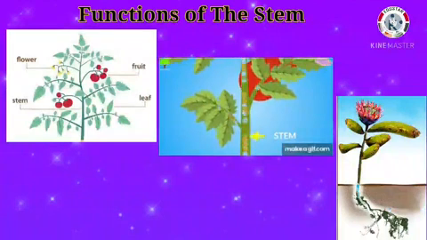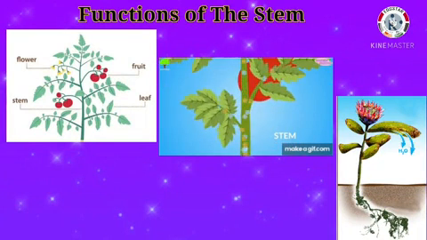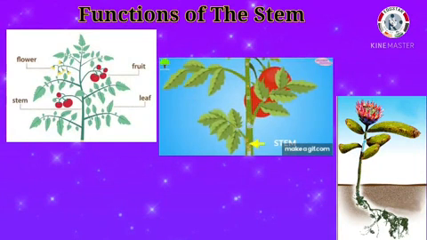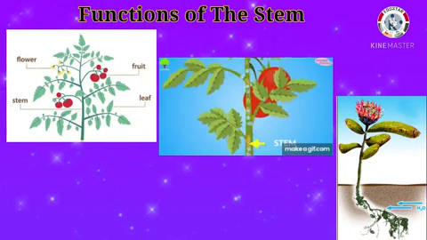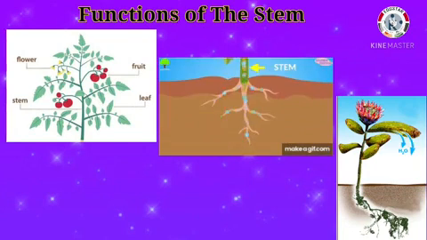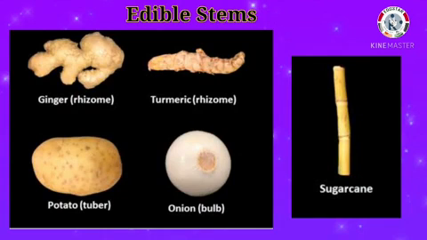There are some functions of the stem. The stem bears branches, leaves, flowers, buds and fruits. The stem carries water and minerals absorbed by the roots to different parts of the plant. Also, it carries food prepared by the leaves to different parts of the plant. Stems of certain plants are edible. For example, potato, onion, ginger and sugarcane are actually stems that we eat.